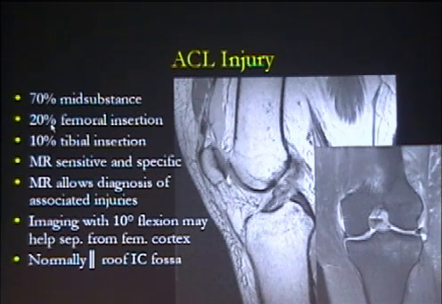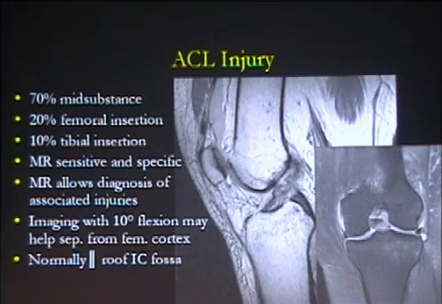Most ACL tears occur in the mid-substance of the ACL, as we see here. About 20% occur at the femoral insertion and only about 10% occur at the tibial insertion. MR is very sensitive and specific for ACL injury, and it also allows diagnosis of associated injuries. Remember, the orthopedic surgeons, for the most part, don't really need us to diagnose ACL injury, okay? They can make the clinical diagnosis of the ACL being torn. What they want from us when they send the patient with a prescription that says ACL tear, is to tell them what else is going on in that knee.